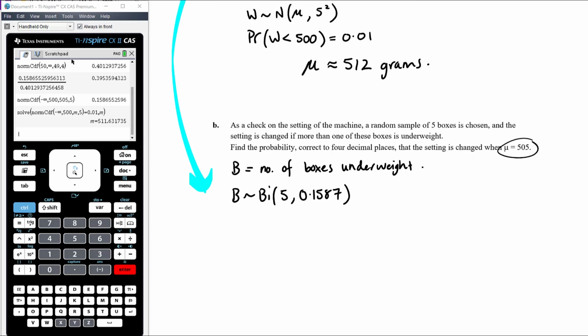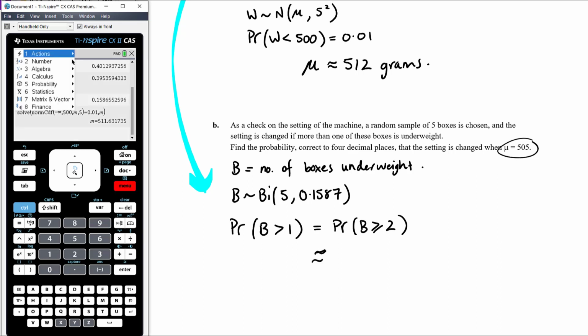So what do we want? Find the probability correct to 4 decimal places that the setting is changed. So the setting is changed if more than one of these boxes is underweight. So the probability that the number of boxes underweight is more than 1. That's what we want to work out. Now remembering that it's a discrete distribution, so bigger than 1 is not the same as bigger than or equal to 1, it's the same as bigger than or equal to 2. So when we put our lower bound in our binomial CDF, it needs to be 2, not 1.